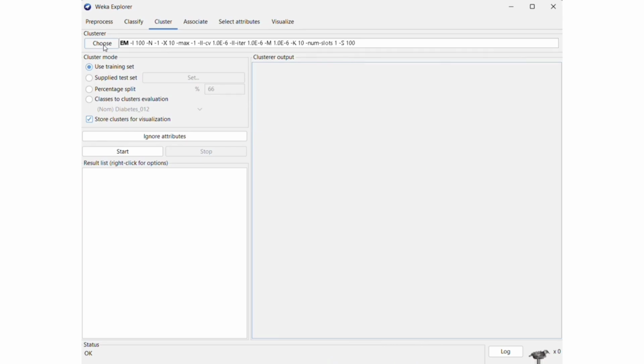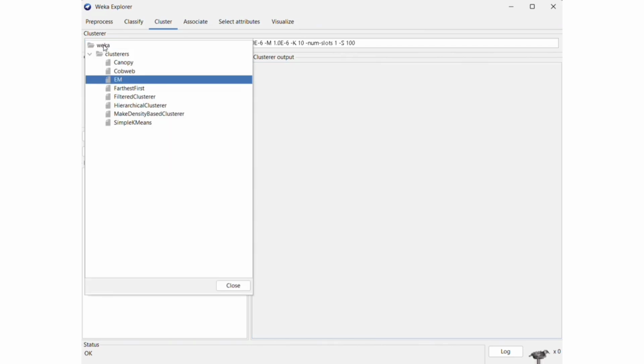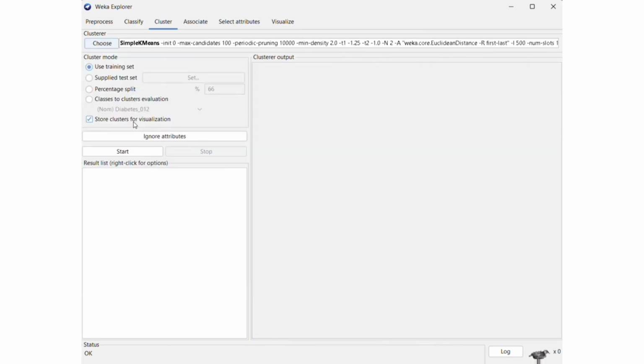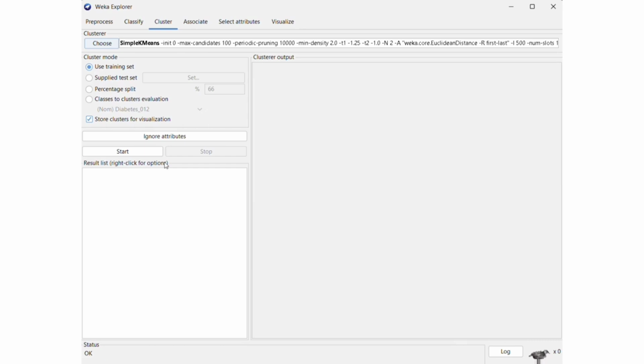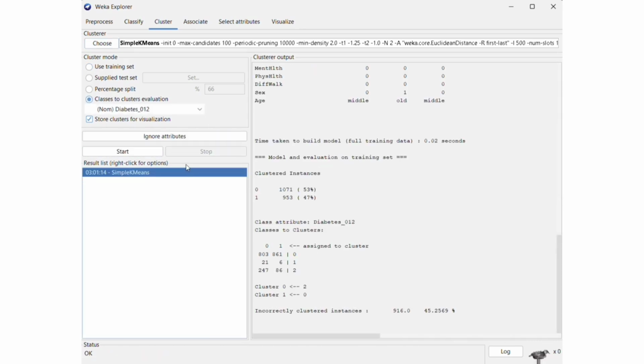With the dataset loaded, switch to the Cluster tab to perform clustering. Select a clustering algorithm such as SimpleKMeans by clicking on the Choose button. Configure the clustering algorithm as needed, specifying parameters like the number of clusters. Start the clustering process by clicking Start. The resulting confusion matrix will show how well the clusters match the true labels in your dataset. Rows represent the true clusters, while columns represent the clusters assigned by the algorithm.